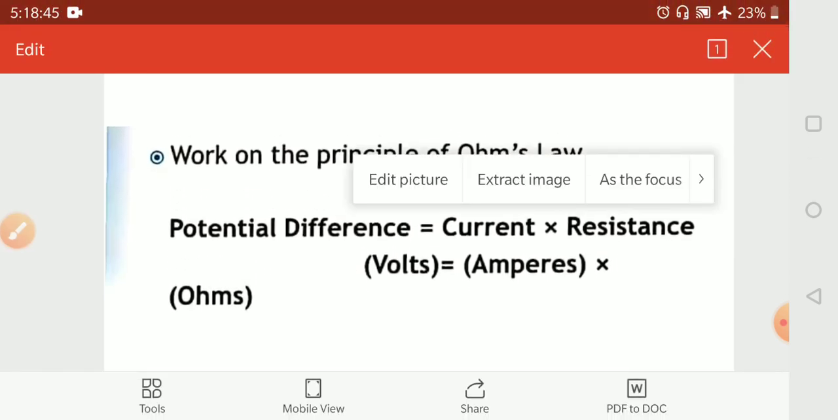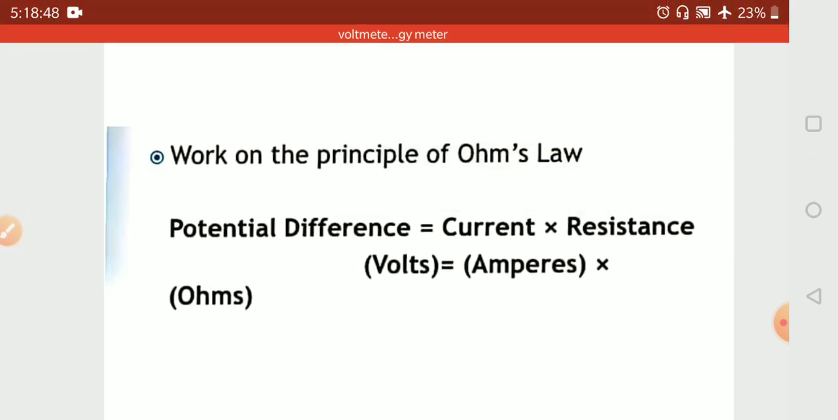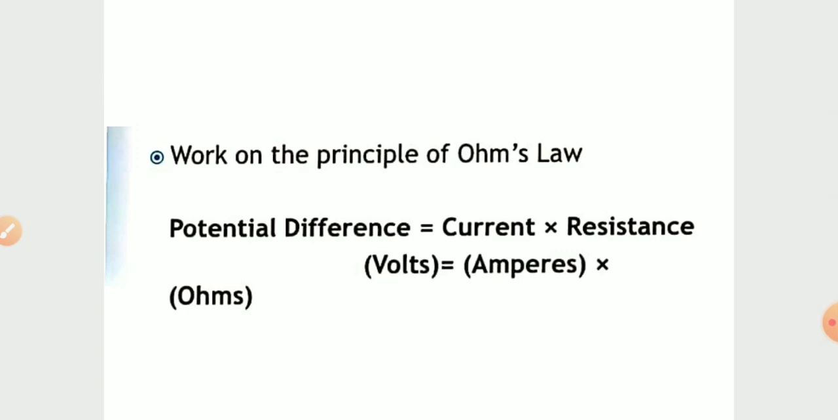Now, the working principle of a voltmeter is based on Ohm's law. Here we know V is equal to I into R, so we can say the potential difference is equal to current I times resistance R. Current unit is ampere and resistance is in ohms. So we can say the unit of voltage is volts, which is ampere ohm.